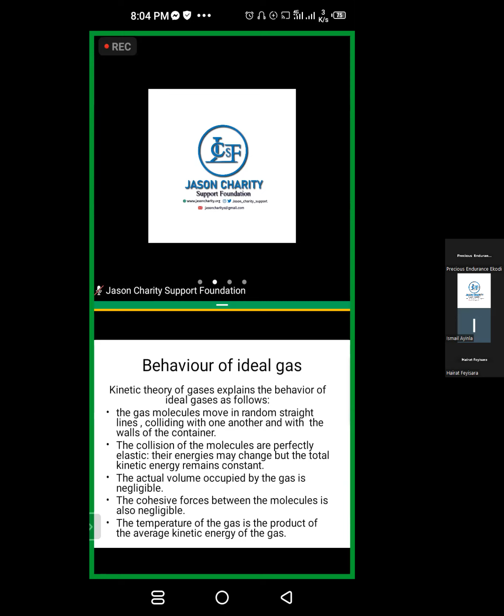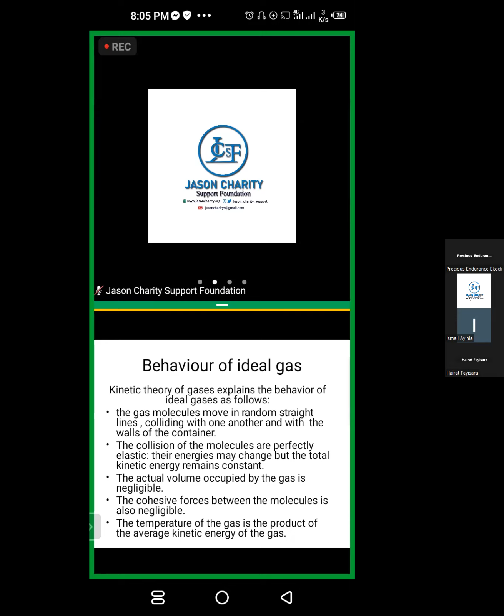One being that gas molecules move in random straight lines, and when they move in these random straight lines, they collide with each other and with the walls of their container. So their movement is zigzag-like, like Brownian motion, not directional, but in straight lines.